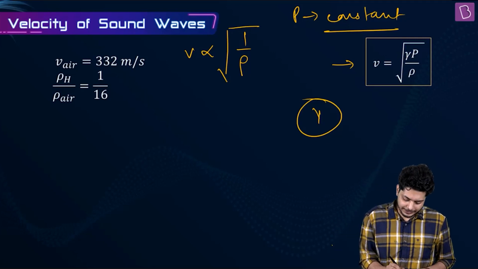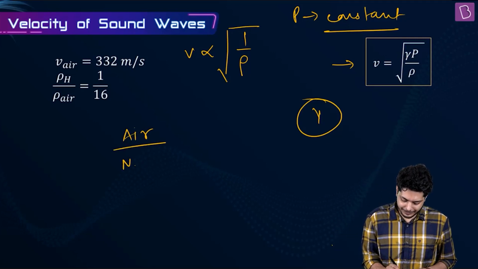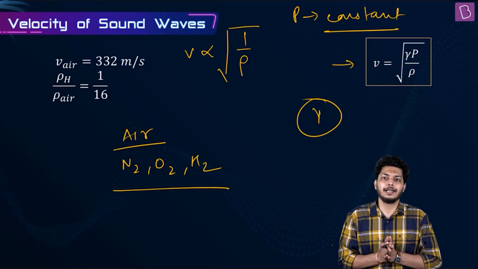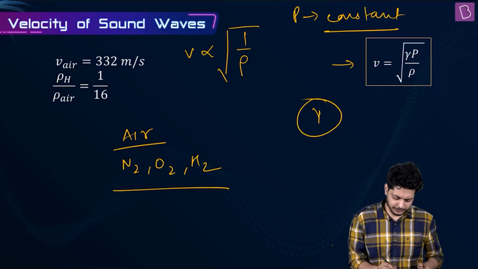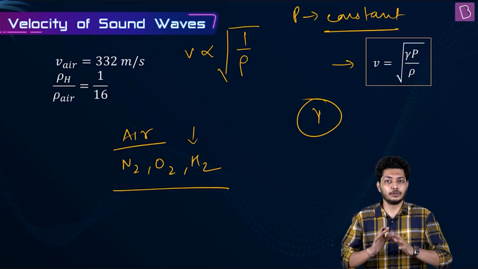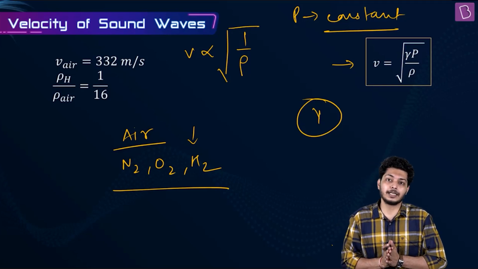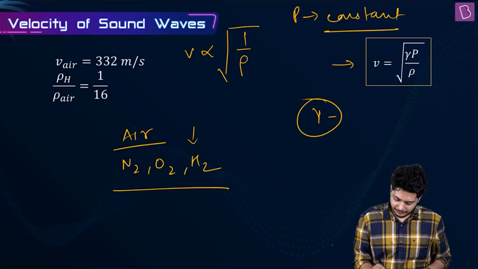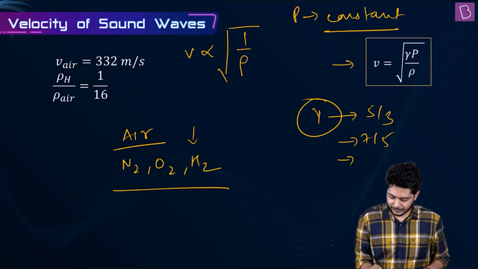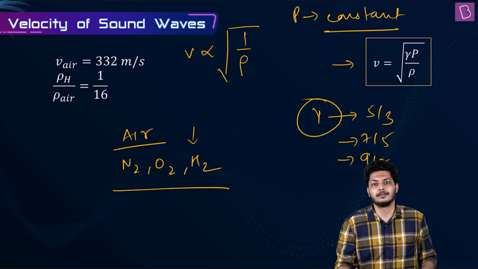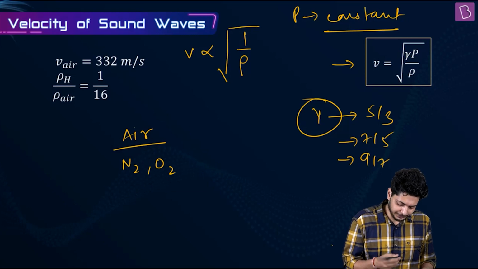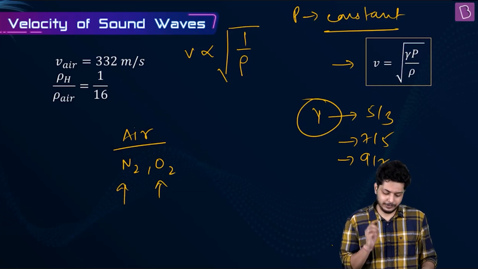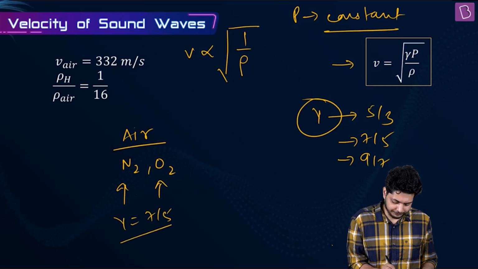So, my dear friend, we assume that in air we have nitrogen, oxygen, and hydrogen. Mostly, the air is occupied by nitrogen and oxygen, right? Hydrogen is in a very trace amount, very little amount. But mostly, the air is occupied by nitrogen and oxygen. Now, gamma for monoatomic is 5 by 3. For diatomic is 7 by 5. For triatomic is 9 by 7. Right? In air, if we consider that all the air has been occupied by nitrogen and oxygen, we will say that gamma is 7 by 5.